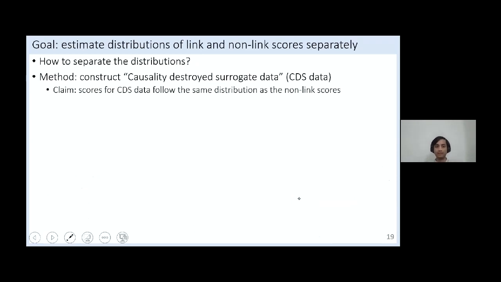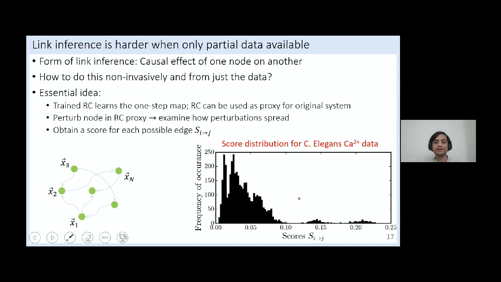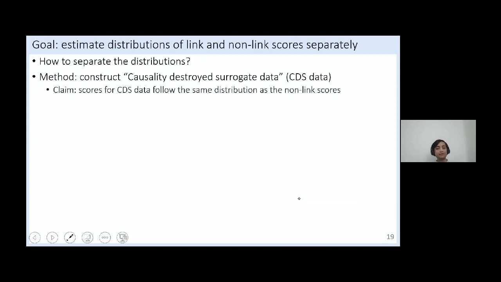And so that's essentially going to be our goal, at least for the first half of my talk, which is: how do you separate the distributions without having access to any underlying truth, without knowing a priori what are links and what are non-links, just from this combined score distribution, can I actually somehow reconstruct this, right? So that's going to be the essential question. And what I'm going to claim is that you can do this via a method that we are calling causality destroyed surrogate data, right? And so the claim is really that the CDS data is going to follow the same distribution as the non-link scores. And so if I can do that, then I can really proceed from there.